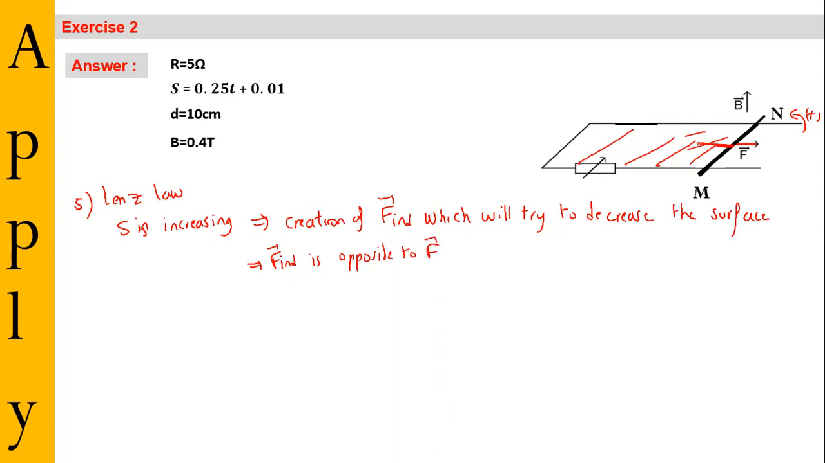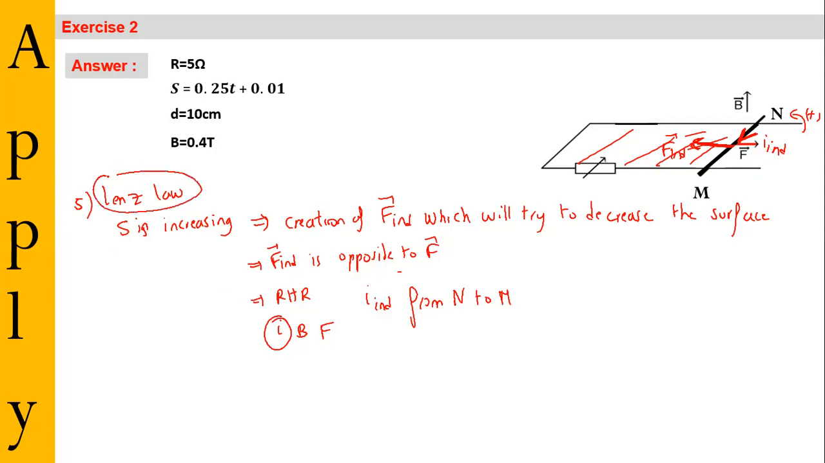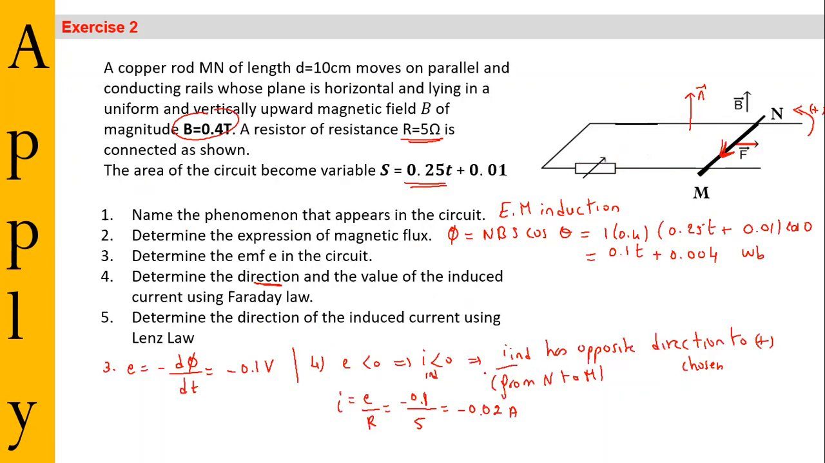Then I trace F induced in the opposite direction, and according now to the right-hand rule, which we will use for I, B, and F, the thumb and the two fingers, here I can find the direction of I induced. So we have B upward, we have F to the left, so we'll get I induced moving from N to M. So this will be I induced according to the right-hand rule. Notice, if I use Lenz's law or the Faraday law, we'll get the same answer for the direction of I induced.